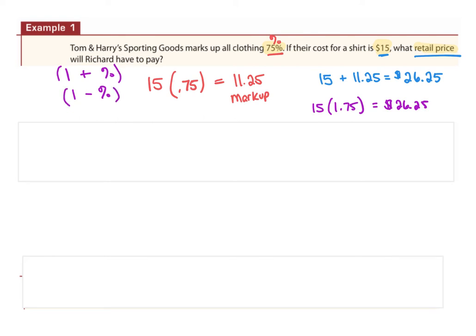Now, if they specifically ask what is the markup and what is the retail, you have to give both answers. And so you might as well just multiply it by the 0.75 and get the markup. But if they just ask for the retail, you can just say, okay, 15 times 1.75, and you will get the 26.25. Either way, you're going to get the same answer, $26.25.